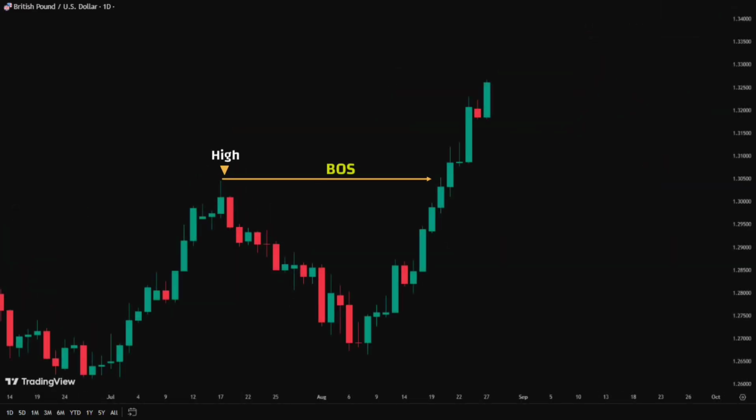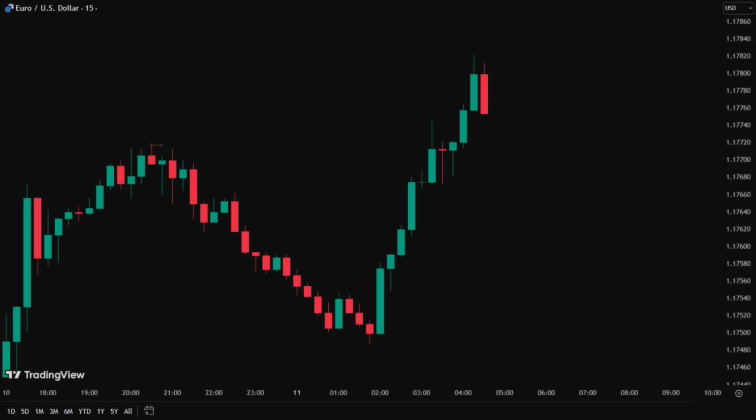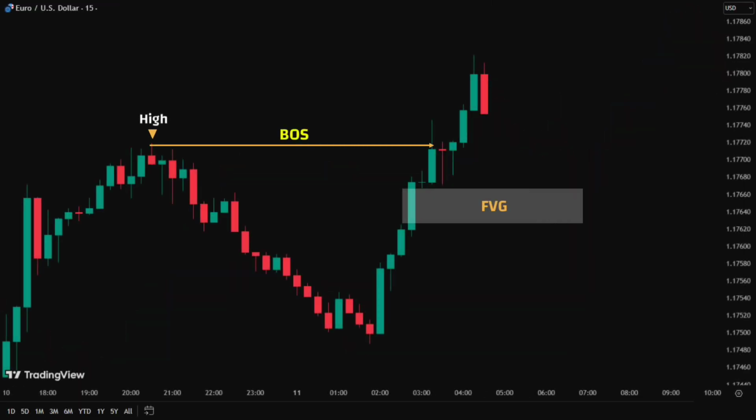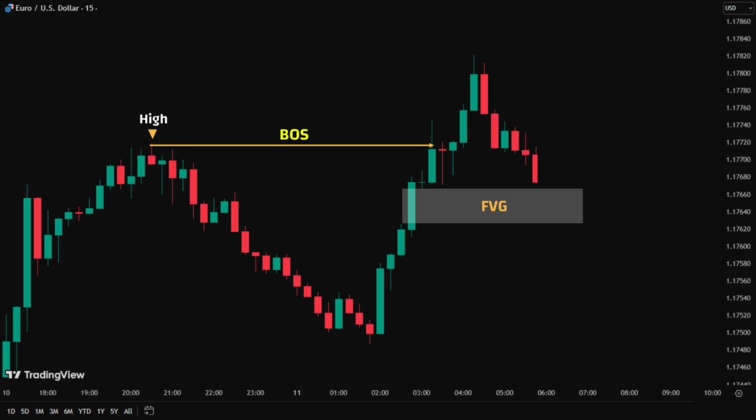After price breaks structure, it rarely just keeps going in a straight line. It usually pulls back. That pullback is where the opportunity lies. When price breaks a swing high to the upside, it often leaves behind a fair value gap or an order block in the area just before or at the break. Those zones mark where the buying pressure was strong enough to push price through the level. When price pulls back into those areas, it often finds support and continues higher.